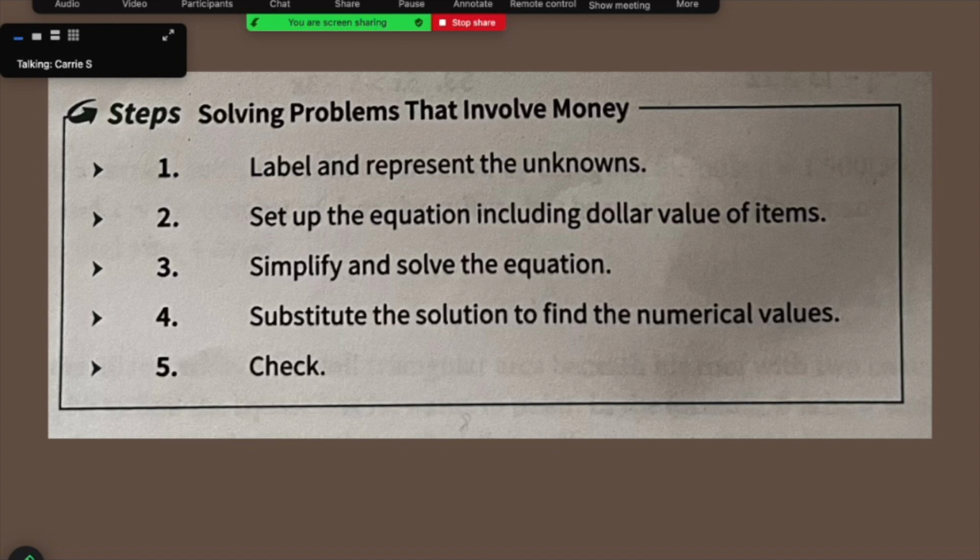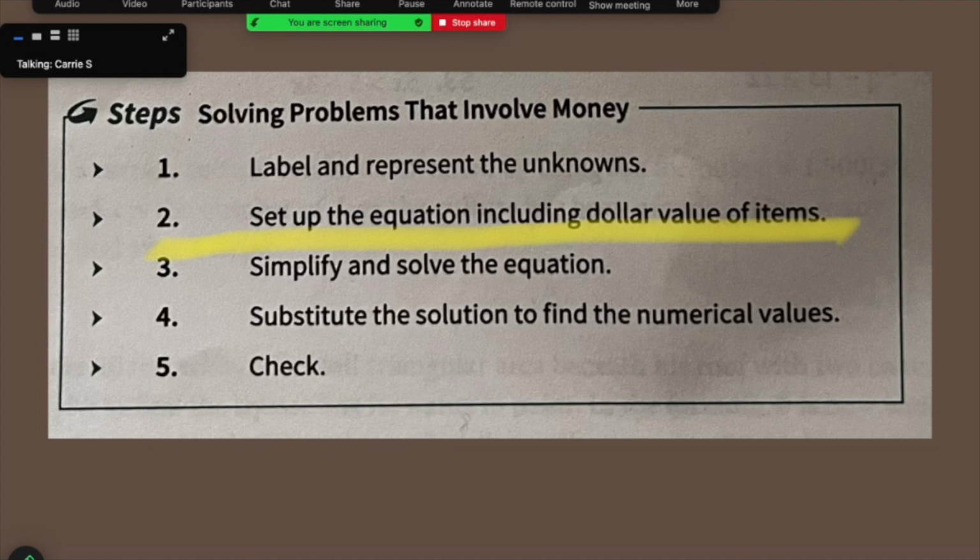Number 2, you're going to set up an equation including the dollar values. This is the brand new one for today, number 2. We are going to be setting up values. So if you had quarters, they're worth 25 cents. Or if you had nickels, they're worth 5 cents, and so forth. So you're going to be adding values to these. Sometimes we add values with the total amounts and so forth.